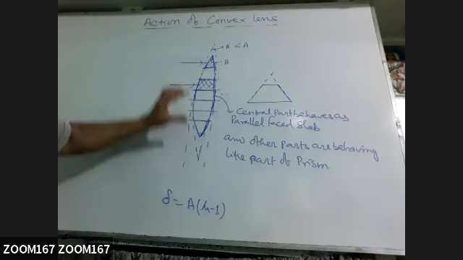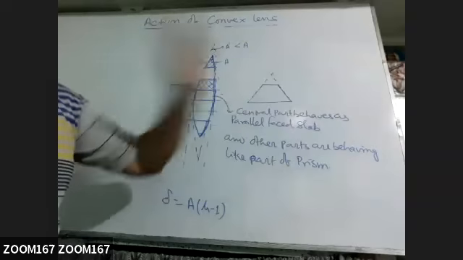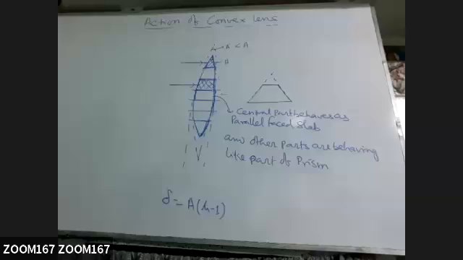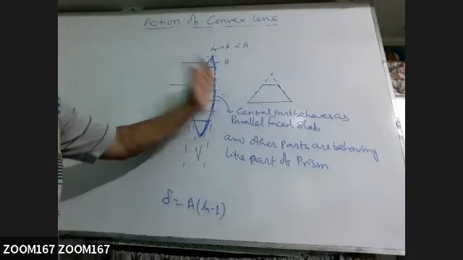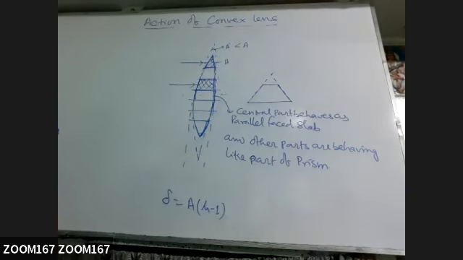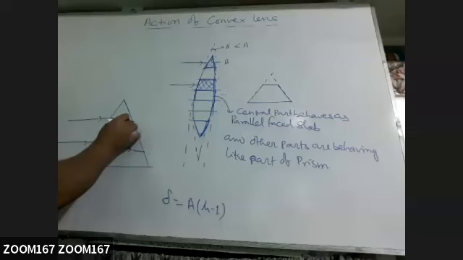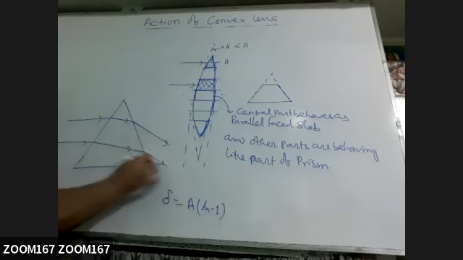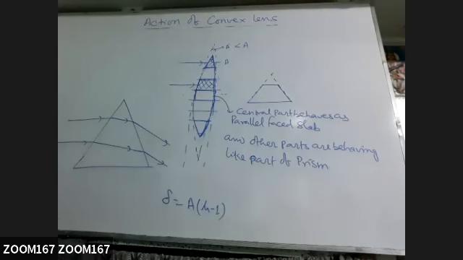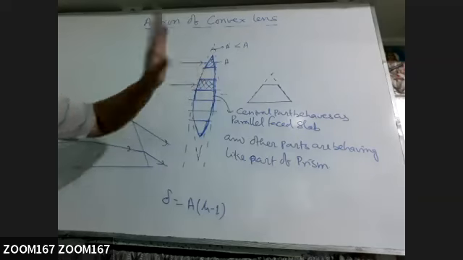As a result, what will be? The emergent rays are not parallel to each other. The deviation produced by this and the deviation produced by this will be different. If it is incident on the same prism, what will be? Refracted rays are parallel to each other, emergent rays are parallel to each other. This will be the situation. But here, this is not the situation, as this part and this part are of different prisms.